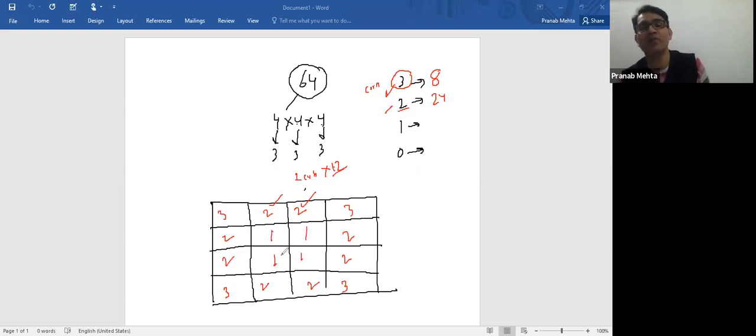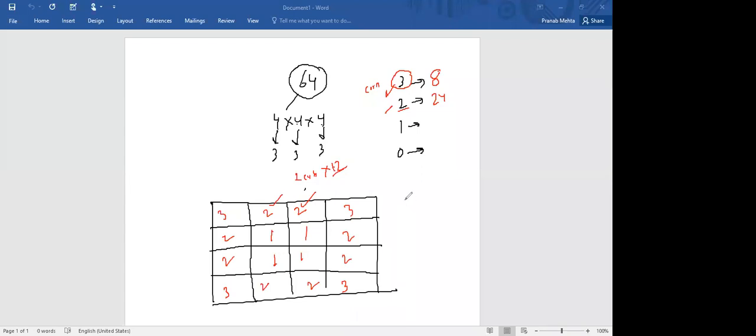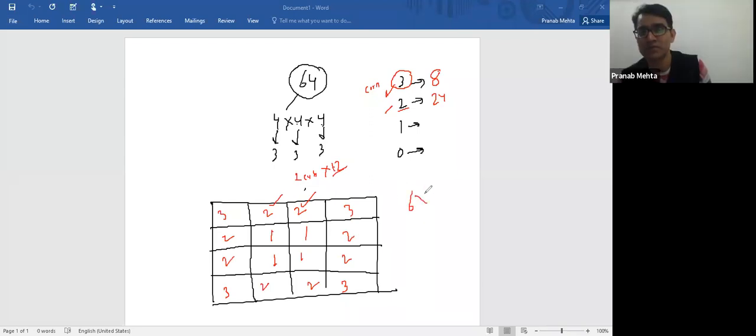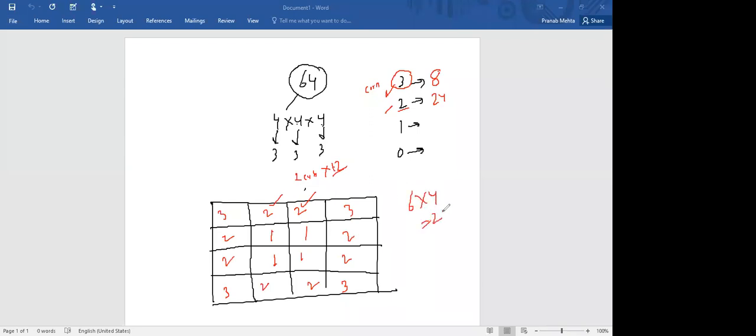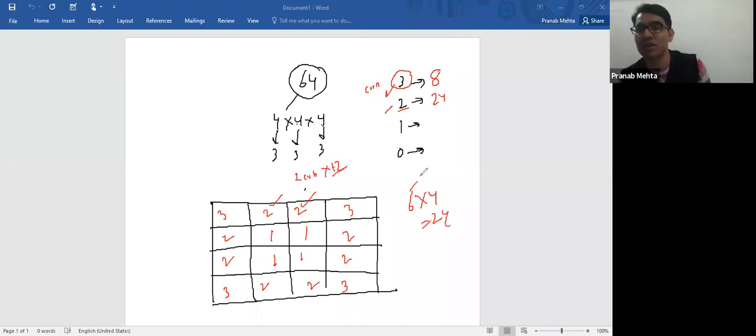And in total, how many faces do we have? 6. 6 faces. So in total, how many cubes will have a single face painted? 24. Yes. Simple calculations. 6 faces, and each face can give me 4 cubes. So the total number of cubes is 6 into 4, which is 24. Now I add this and remove it from 64. Whatever is left will have zero faces painted.